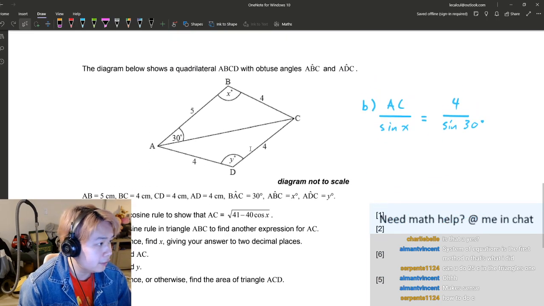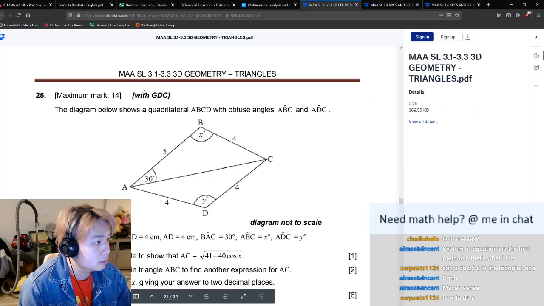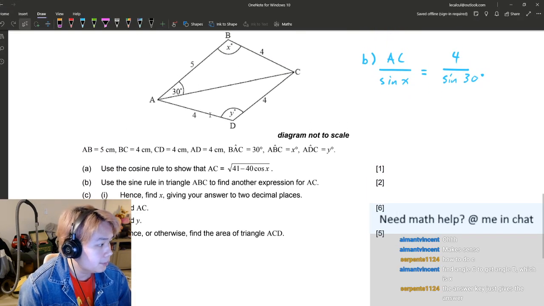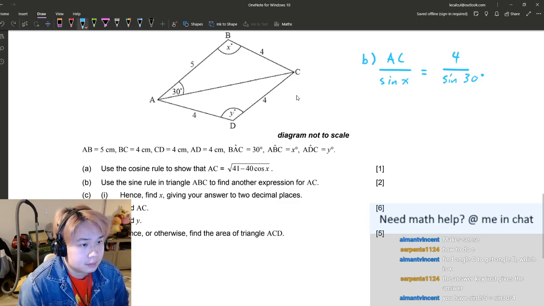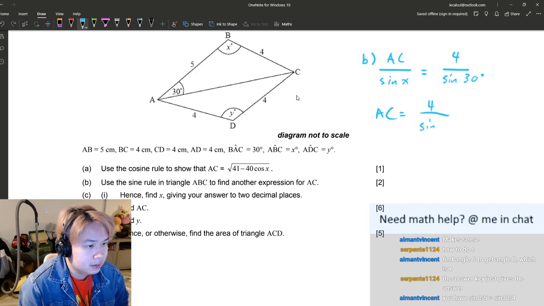This is a graphing calculator question, right? Okay, so in part A, you can express AC using cosine law as this. And then part B says we use sine rule to create another expression for AC. So this is sine law. So AC is 4 over sine 30 times sine x.